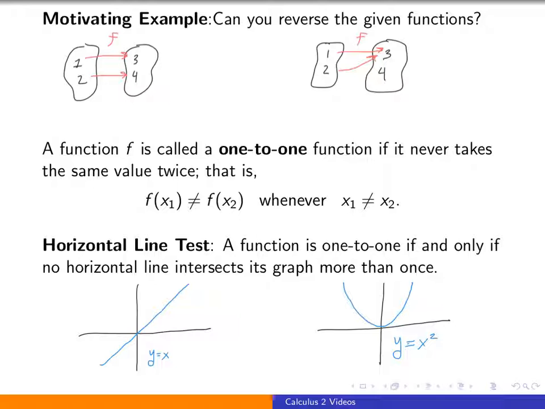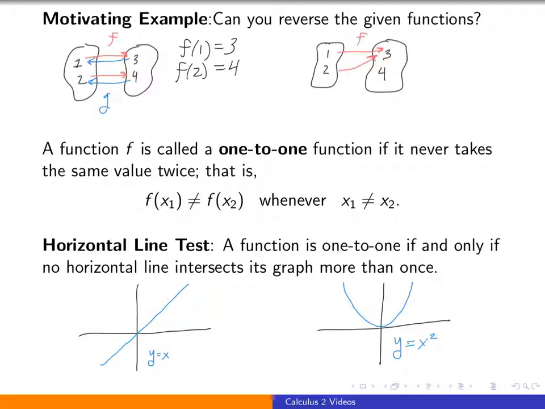So when I say defined or illustrated, for this first example, what I'm thinking is we have a function which sends an input 1 to 3, and an input 2 to 4. So can we somehow define a function that undoes or reverses this? So that would mean I have to start off with the 3 and go to 1, and the 4 and go to 2. And let's maybe just go ahead and call this g.